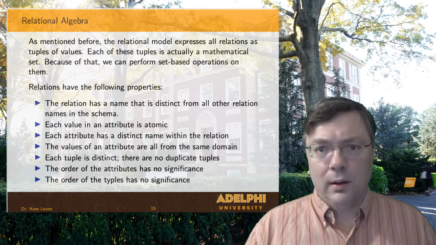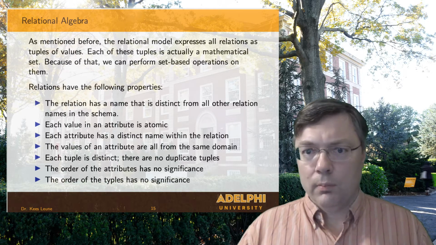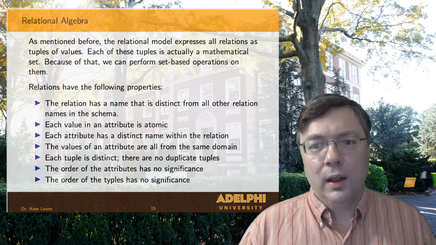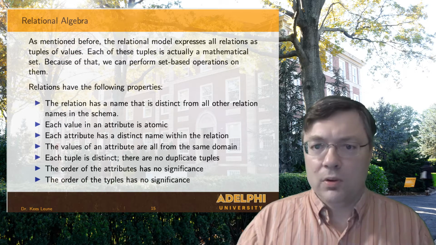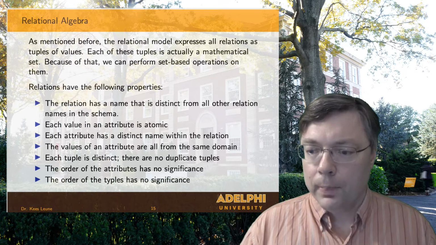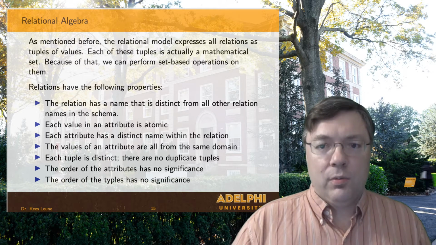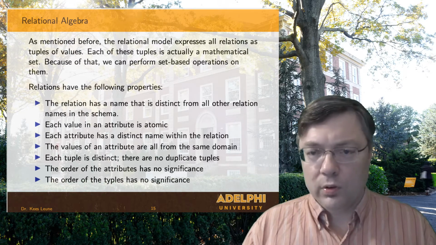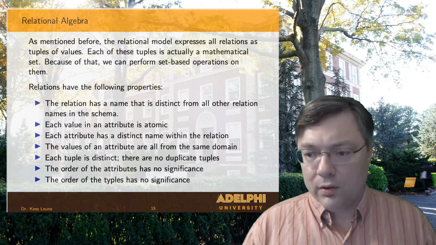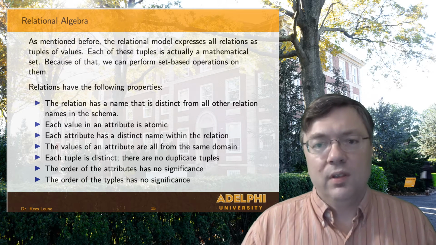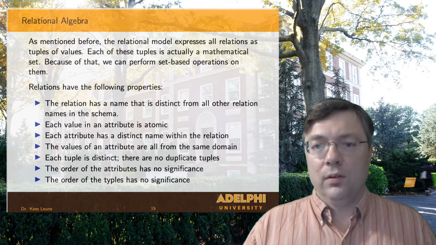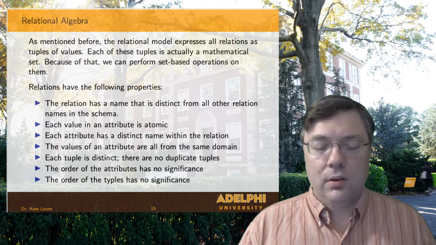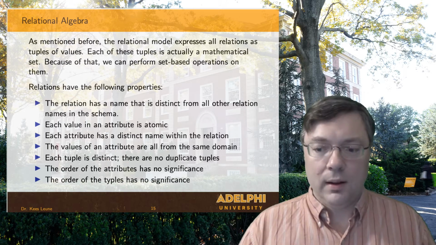For now, we'll take a quick step ahead towards normalization down the road, and say that the values in those attributes have to be atomic, which means I can't break them up any further. The values of an attribute, so the entries in the tuples, are all based on the same domain for a given attribute. Each tuple is distinct and there are no duplicates. So I cannot record the same exact fact twice in my database.